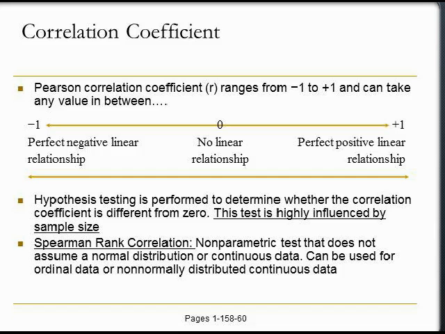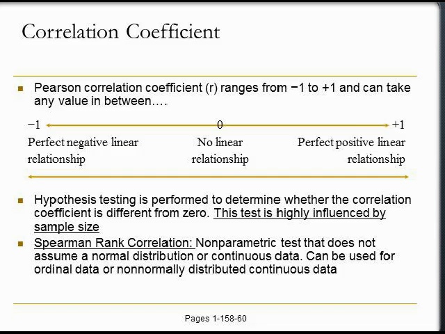The Pearson correlation coefficient, or little r, ranges from -1 to +1 and can take any value in between. So -1 would be a perfect negative linear relationship, 0, no relationship, and +1, a perfect positive linear relationship. Basically, what the hypothesis test is doing is determining whether the correlation coefficient is different from 0.